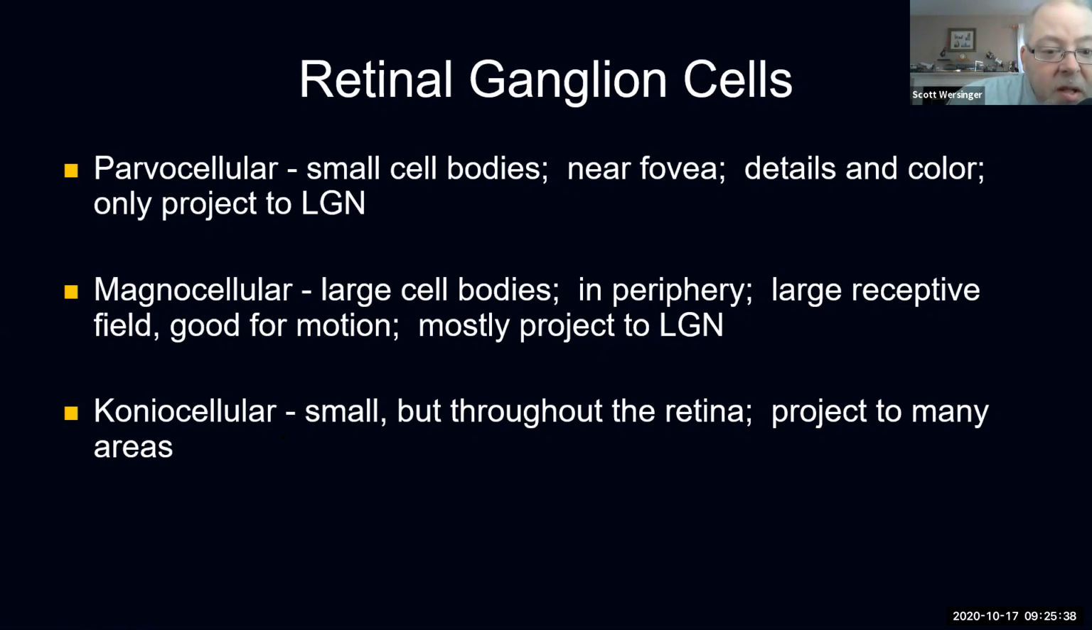The coniocellular ganglion cells are small. They're all over the retina. These project to many areas, and we'll actually talk about the so-called retinohypothalamic tract later when we get to circadian rhythms.